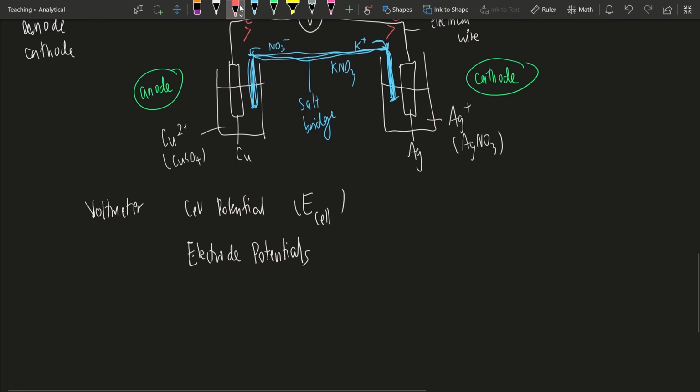So for your electrode potentials, you're going to have some symbols called E anode and E cathode. And we already said that the cell potential is the difference between the anode and cathode potentials. So we get this family of equations: E cell is equal to E cathode minus E anode.